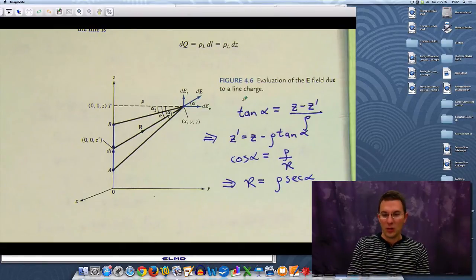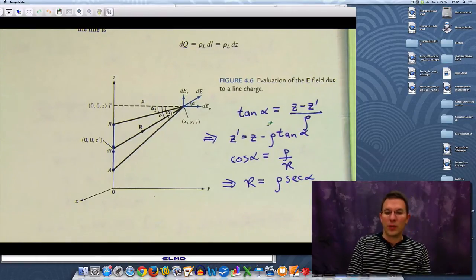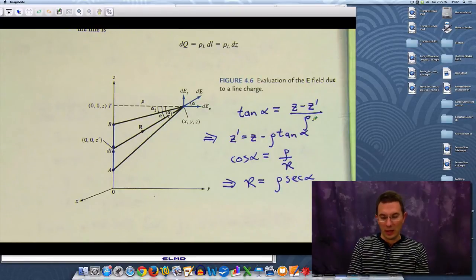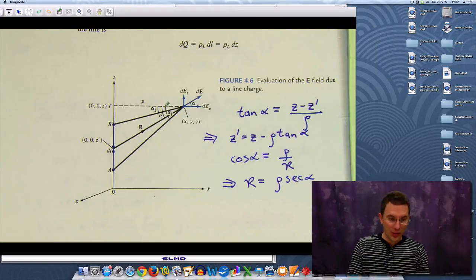Okay, so that's what's going on with this first expression right here. Tangent of alpha is z minus z prime over rho. We're making a trig substitution here, which implies this equation, which we'll need momentarily. Also, you can see pretty clearly here that cosine of this angle is rho over the magnitude of capital R. Therefore, capital R is rho times secant of alpha.